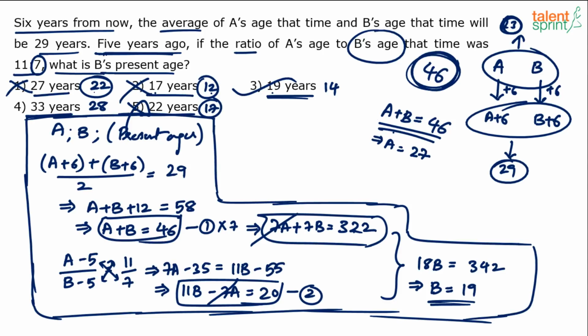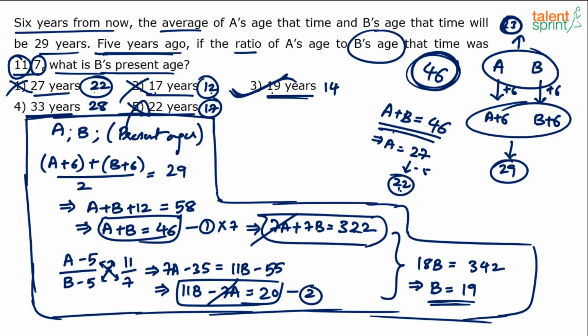Now how do you know whether option 3 is the right answer or not? There was one more condition given to us. 5 years ago, the ratio was 11:7. If A's present age is 27, what was the age 5 years ago? 22. Is 22 a multiple of 11? We know that 5 years ago, A's age should be a multiple of 11. Is 22 a multiple of 11? Yes. It has satisfied the second condition also, and hence option 3 is the answer.